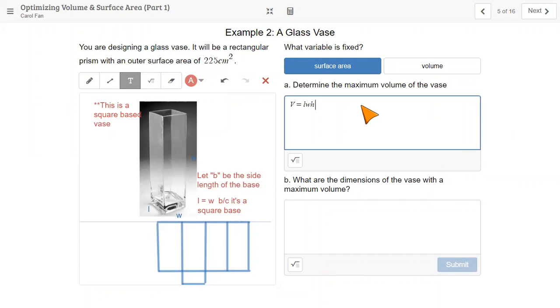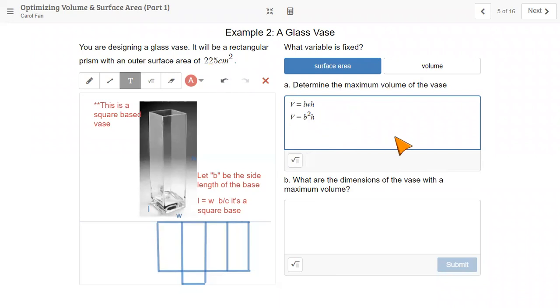So my new volume, I'm going to have volume is equal to b squared times h, because length times width is the same as b. So I have b times b times h. Okay, since I don't know b and I don't know h, I can't substitute those in to find the volume. But I do have this as my given constraint.